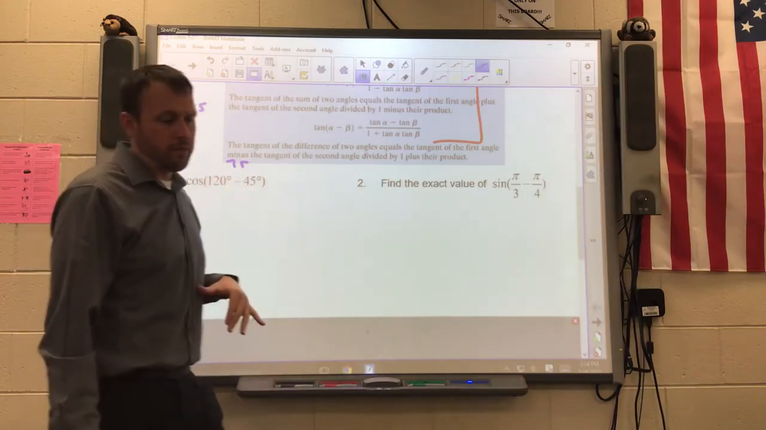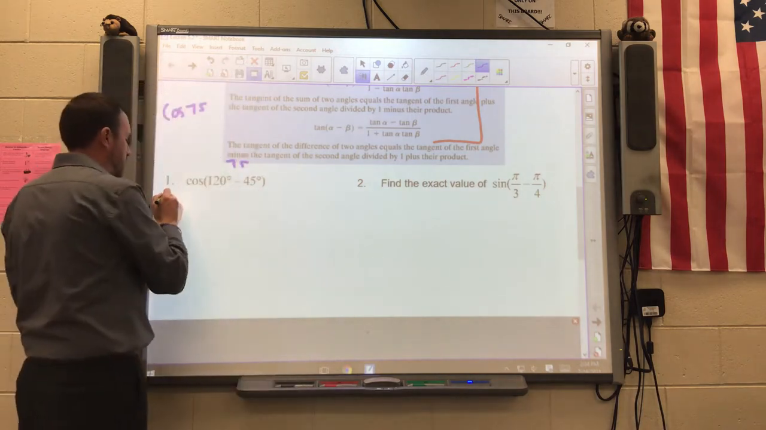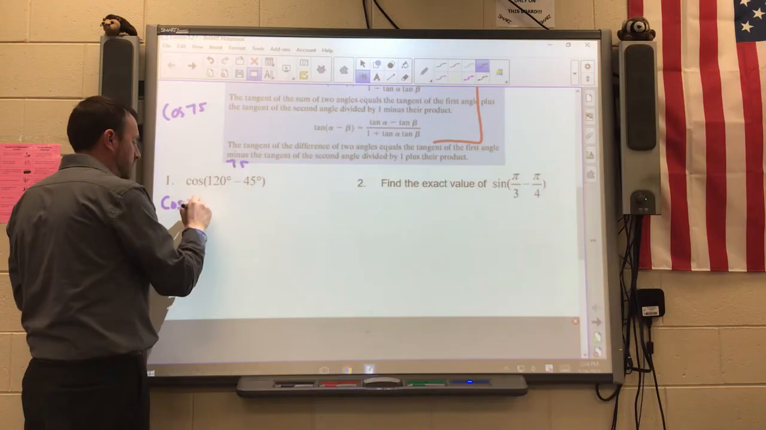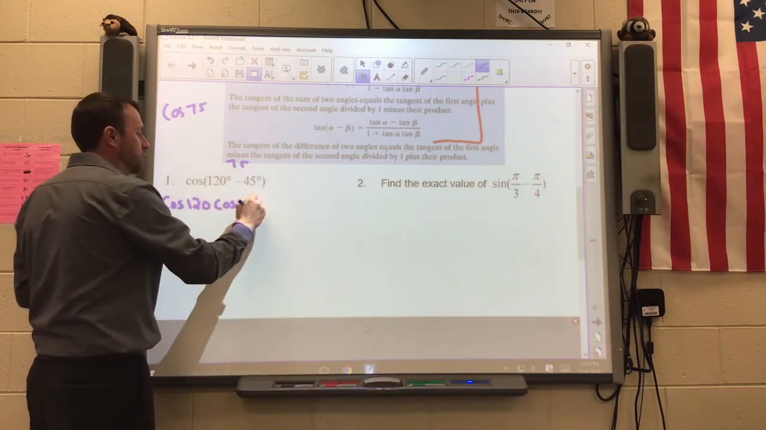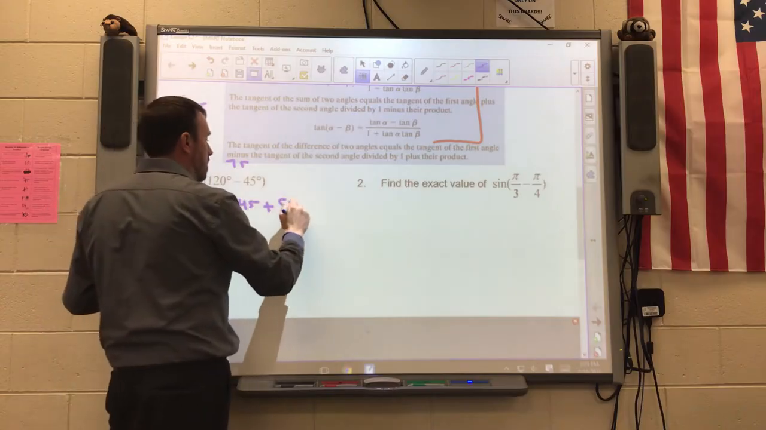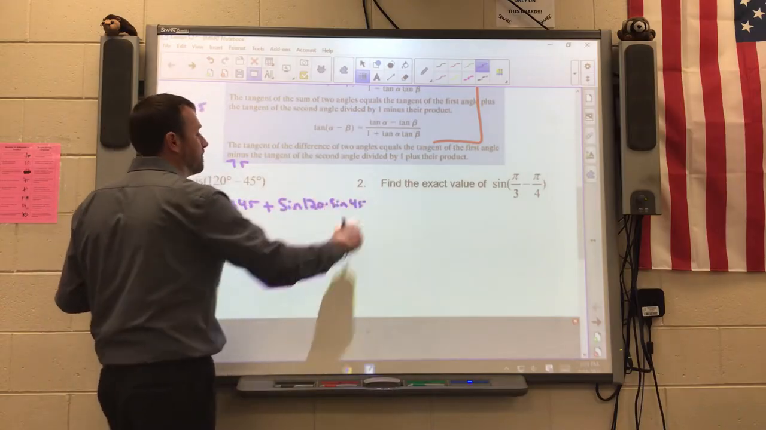So we just have to use our formula. You're going to have to look back and forth on these. I don't expect you to memorize these instantly. But this will be the cosine of 120 times the cosine of 45 plus the sine of 120 times the sine of 45.